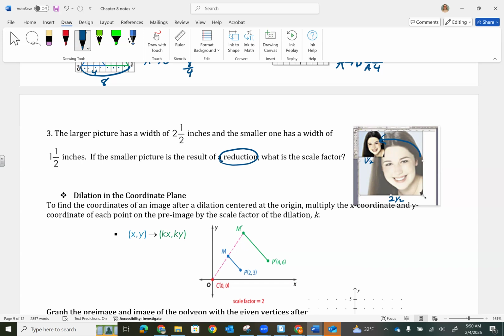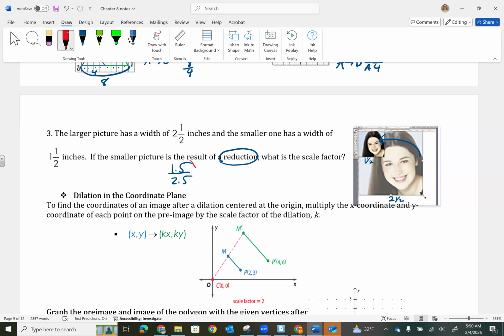So you have to put the image over the pre-image. The result was the smaller image, so you're going to do 1.5 over 2.5. And you can't leave decimals in fractions. How you deal with that is by multiplying by something. Just like when you're reducing a fraction, you divide both top and bottom by something, you can also multiply top and bottom by the same number.